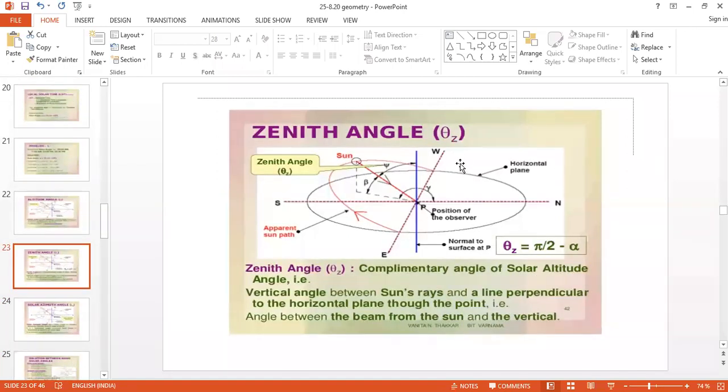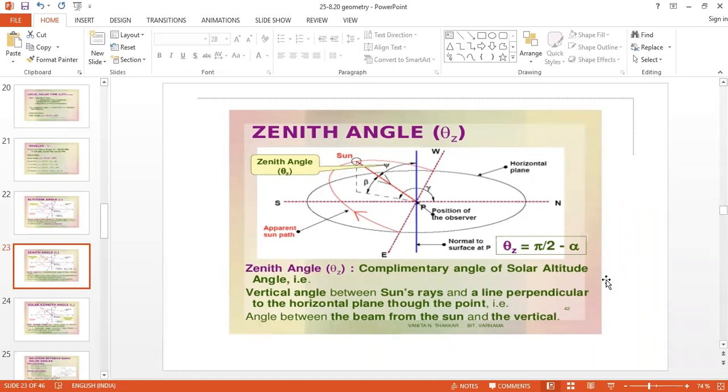And the next one is zenith angle. Zenith angle is denoted by the letter theta suffix z. Angle is denoted by the letter theta and zenith is denoted by the letter z. So the zenith angle is denoted by theta z. Zenith angle theta z is defined as the complementary angle of the solar altitude angle.